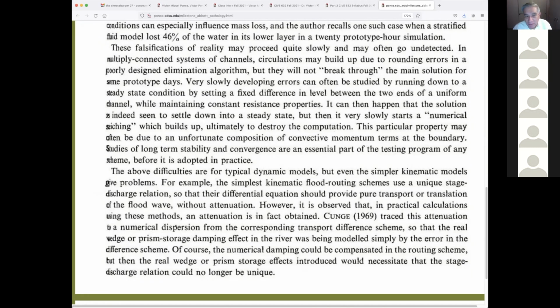So they were pushing dynamic models. That's why he's saying in here, the above difficulties are for typical dynamic models that they're dealing with. There were the Sogrea models, the Scheme models, and European models. Were there American models in there? And the answer is no.